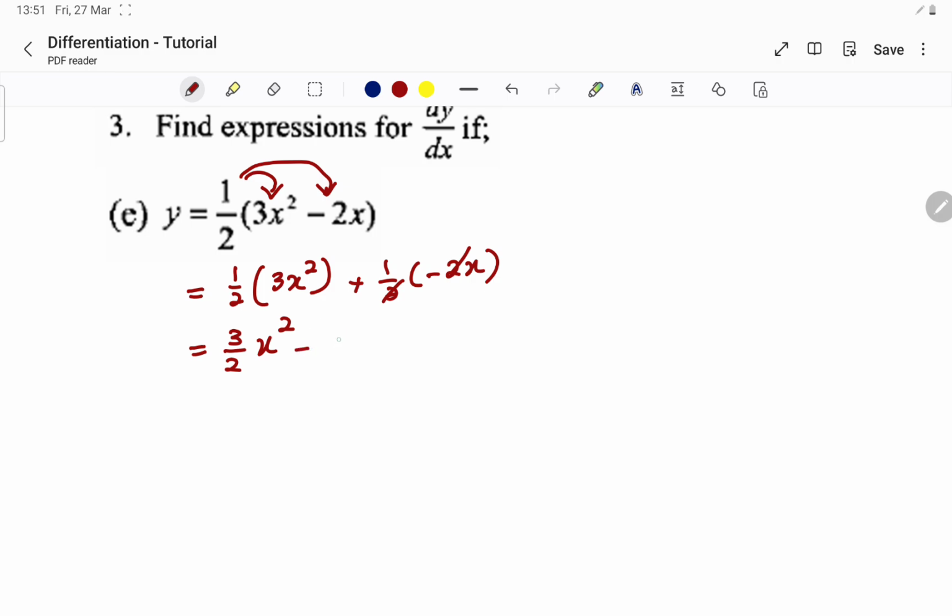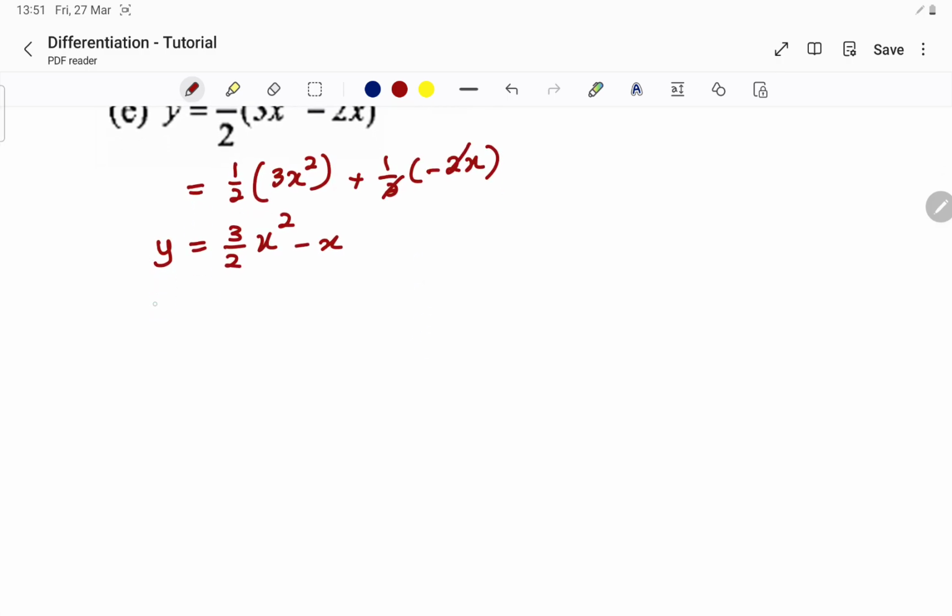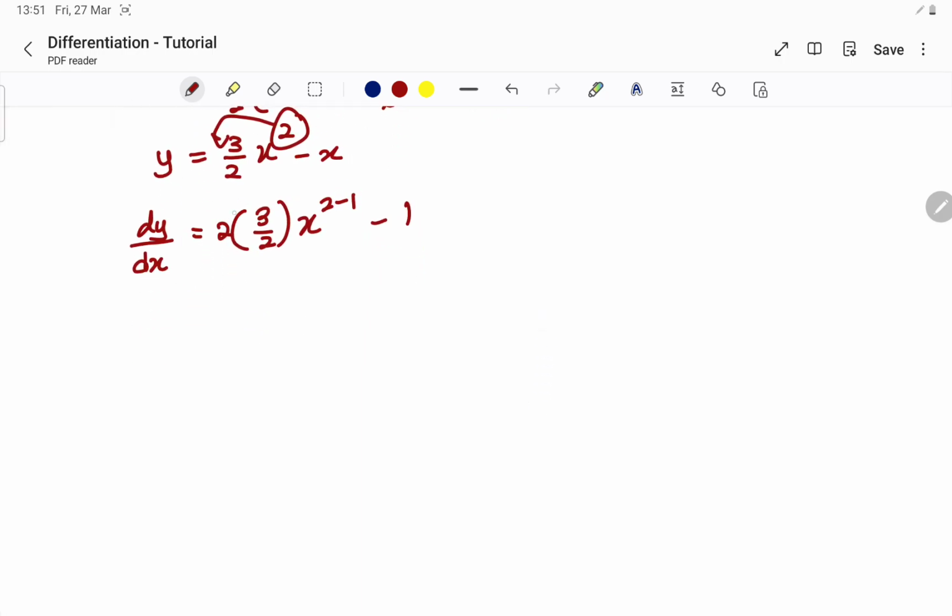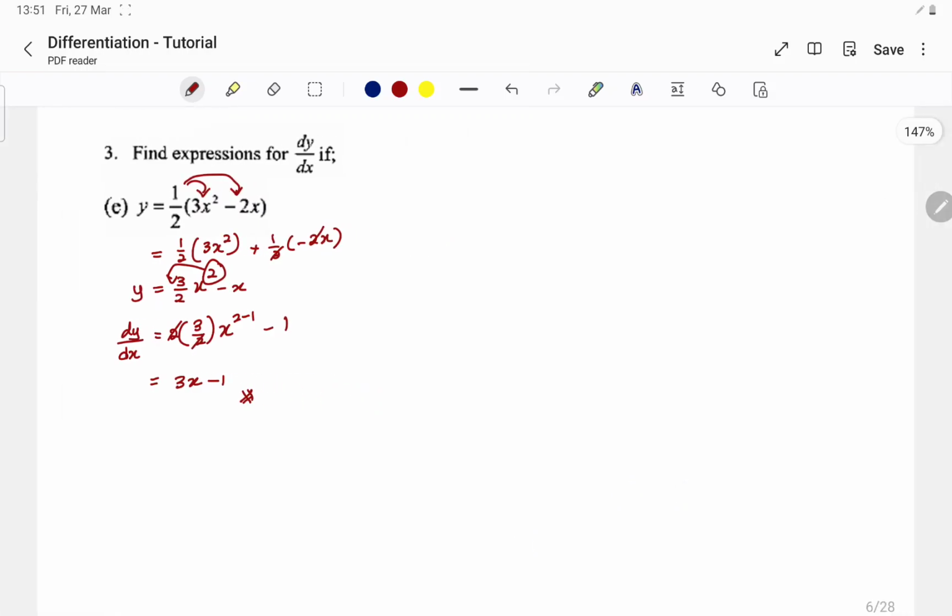So you're going to get negative 1 multiplied by x, so negative x. Okay, so this is your y. Now you have to differentiate, find dy/dx, which is, here you bring 2 in front, so 2 multiplied with 3 over 2, then copy x squared, put the power minus 1, and then x we differentiate becomes 1. Then we have 2 here, cross, we're going to get 3x to the power of 2 minus 1 becomes 1, minus 1. So this is the answer for question E.